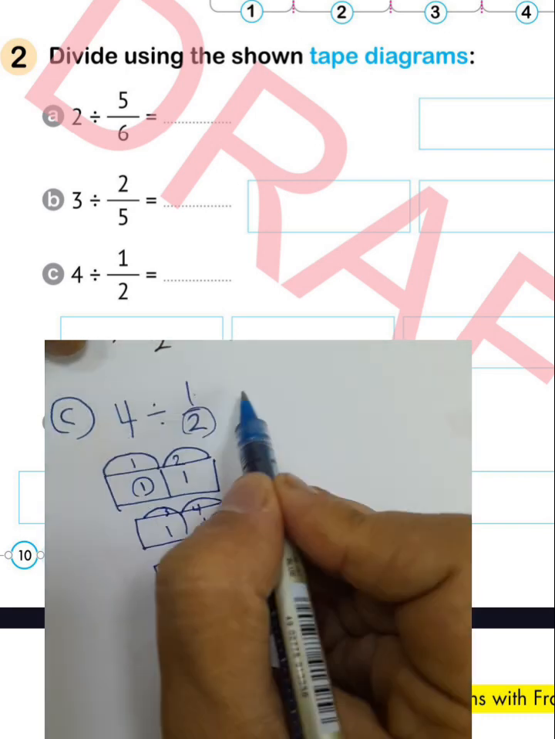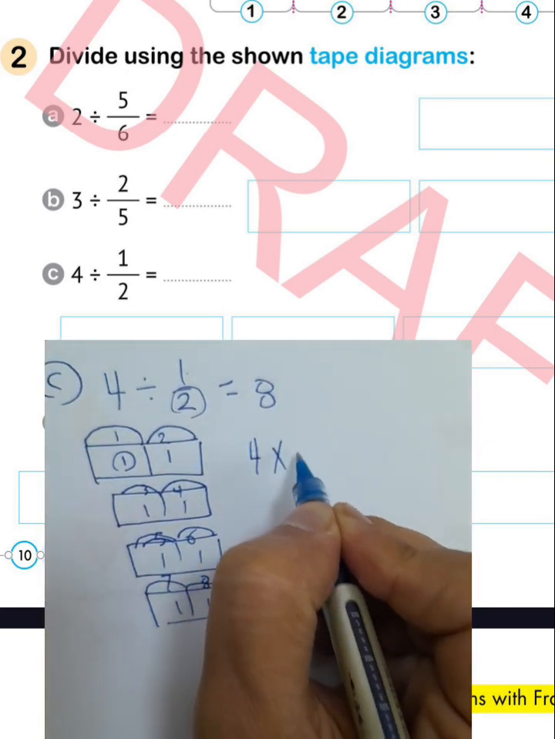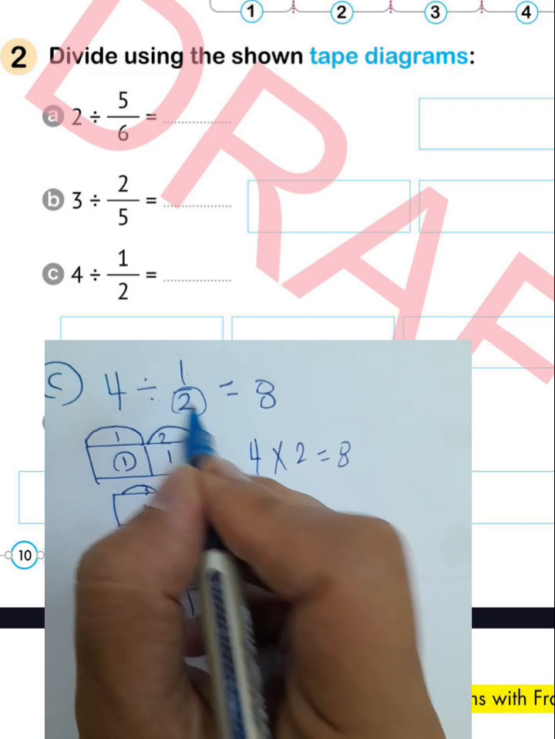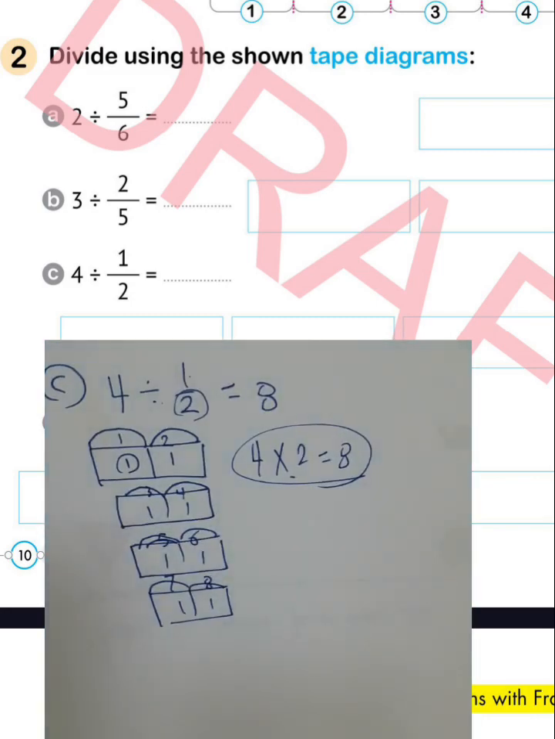1, 2, 3, 4, 5, 6, 7, and 8. Then the total here will be 8. And we know 4 times 2 = 8. Convert from division to multiplication and write the inverse of 1/2, it will be 2. 2 times 4 = 8.